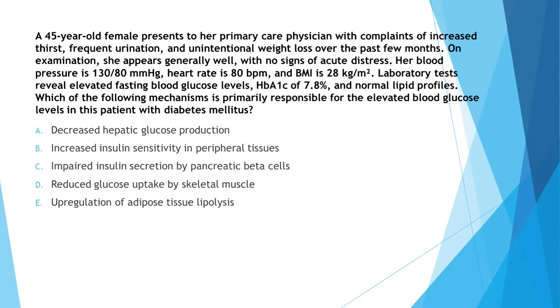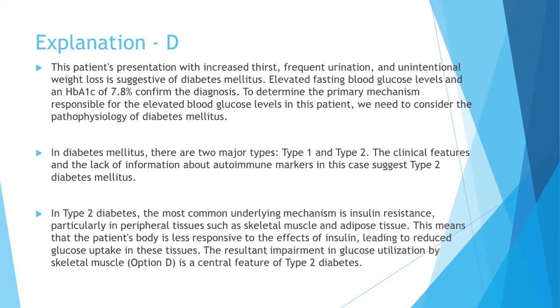Decreased hepatic glucose production, increased insulin sensitivity in the peripheral tissues, impaired insulin secretion by pancreatic beta cells, reduced glucose uptake by skeletal muscle, or upregulation of adipose tissue lipolysis. Just pause the video and think, what do you think is the answer? So this explanation is D.